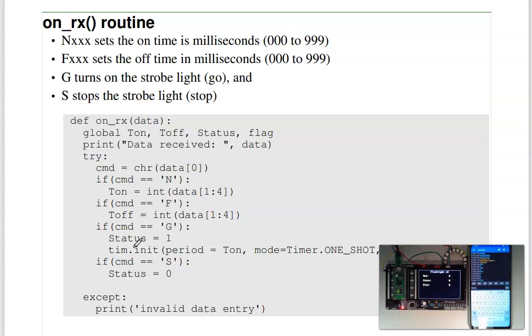For the on routine, I'm going to assume I've got 4 commands. N for on, F for off, G for go, and S for stop. The on and off commands need to be followed by 3 digits. That's the on time and off time in milliseconds. And then G and S are just G and S. To implement that, I'm going to again pass data through global variables. And I forgot to set flag equals 1 right here.